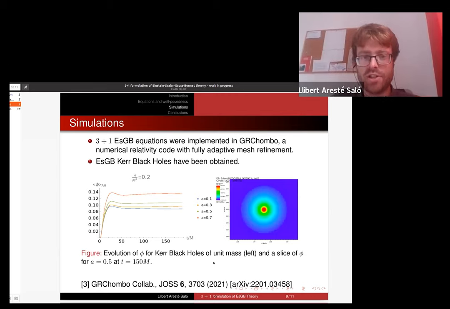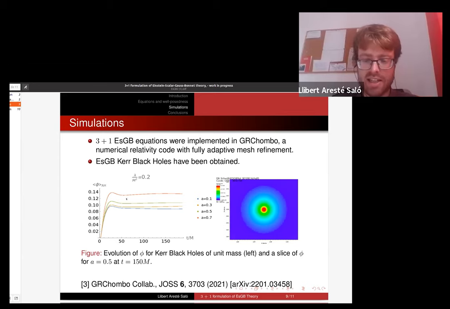So now that we have the equations in the 3 plus 1 form and that strong hyperbolicity is proved, then I can proceed to show the simulations that I have executed so far. This has been done with GRChombo, which is a numerical relativity code that works with adaptive mesh refinement. And after implementing the ESGB equations in GRChombo with the corresponding tests, I have been able to obtain hairy black holes by using initial data of Kerr black holes.